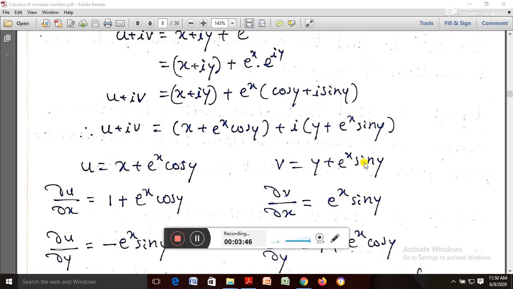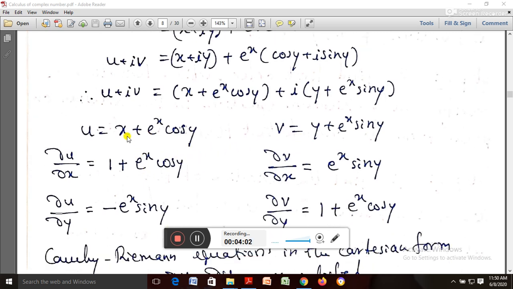Then to check analyticity, we check whether the CR equations are obeyed or not. For that, differentiate u partially with respect to x and y, and differentiate v partially with respect to x and y. Differentiating u with respect to x, we get differentiation of x is 1, plus cos y is constant, e raised to x differentiation is e raised to x. Differentiating u with respect to y, it will be 0, e raised to x is constant, and the differentiation of cos y is minus sin y.